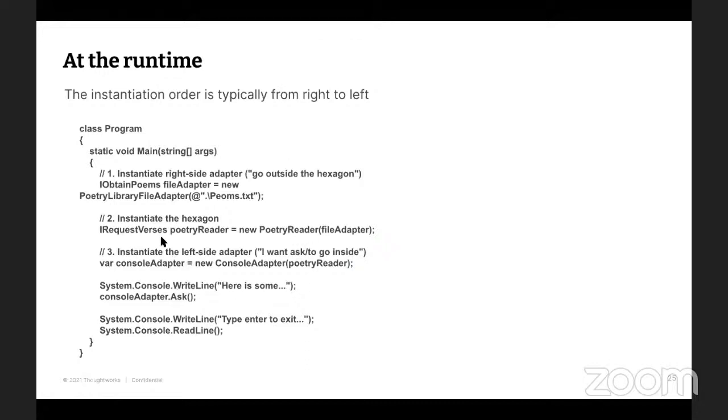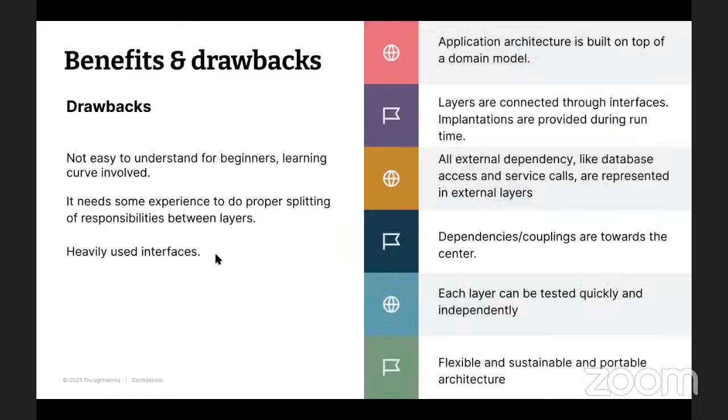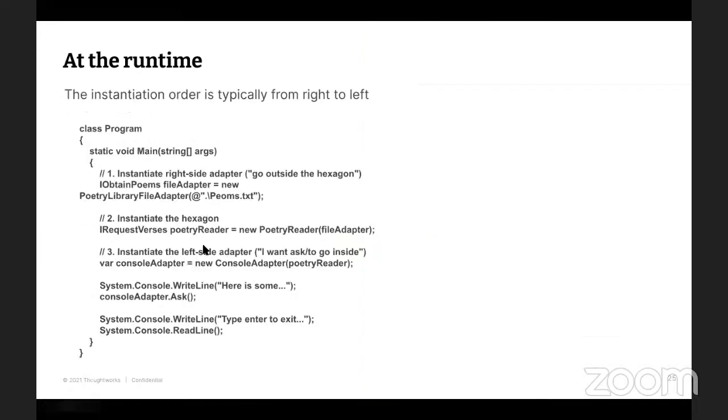So this is how the objects would be instantiated. It would go from the right and then the center and then the leftmost side. And then the leftmost side, the user side, will be instantiated. Right? The instantiation order is typically from right to left. So moving on.